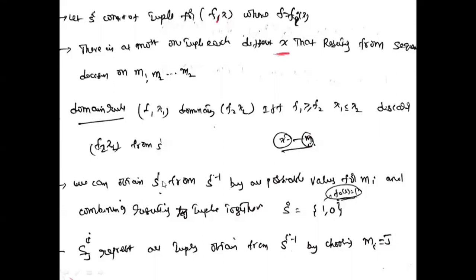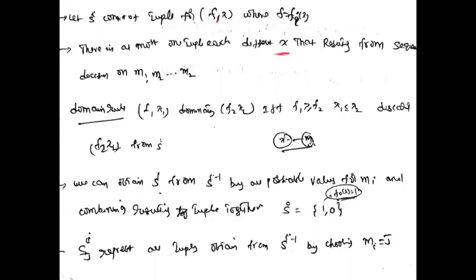So you can obtain S power I from S power I minus 1 by trying all possible values of mi and combining the resulting tuples together. S power 0 equals 1 comma 0. So we calculate S power I from S power I minus 1 by all possible values of m of I, that is, m of I is either 1, 2, or 3.